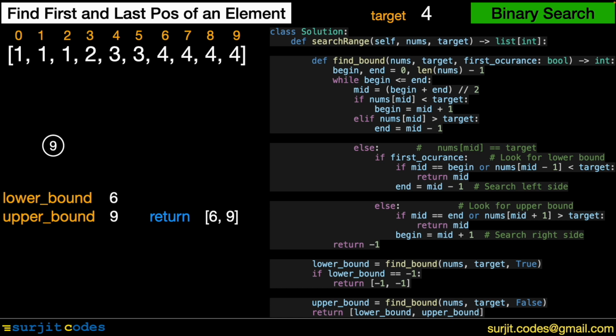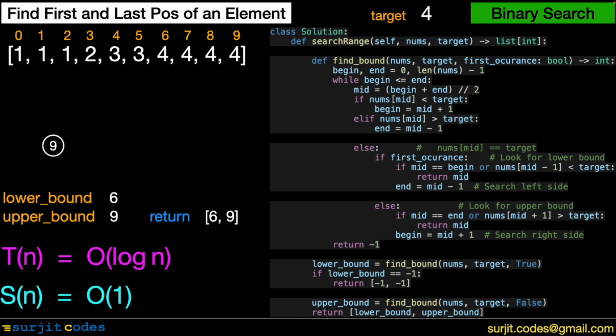Final result is a list containing lower and upper bound positions. Time complexity is of the order of log of n in a binary search. Space complexity is constant as only a few constant number of parameters are used independent of n.